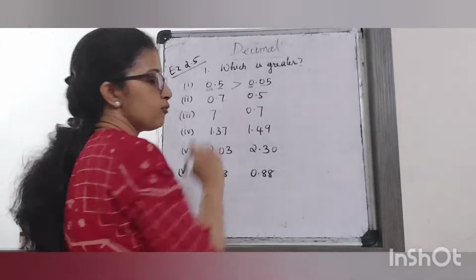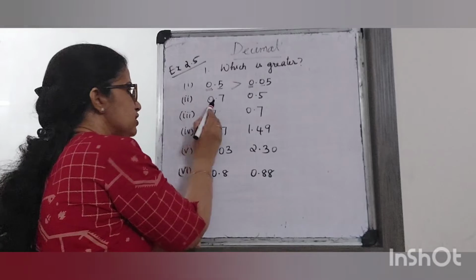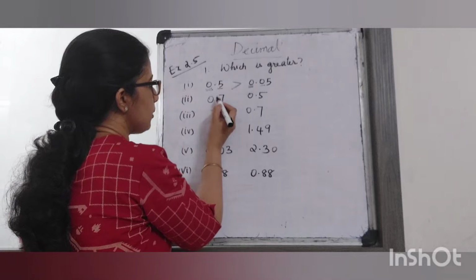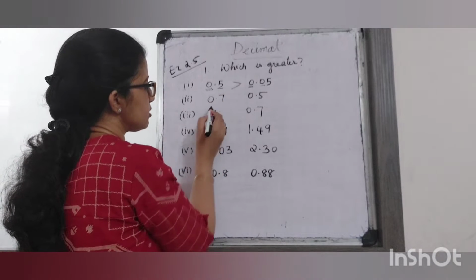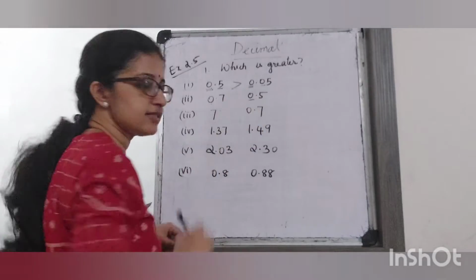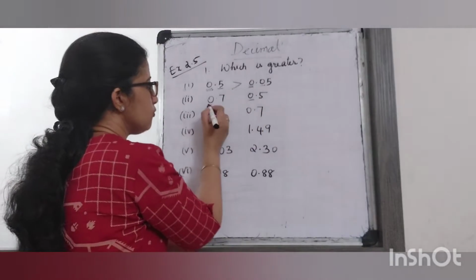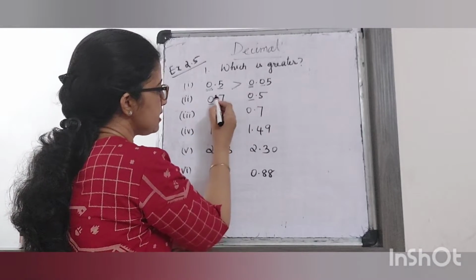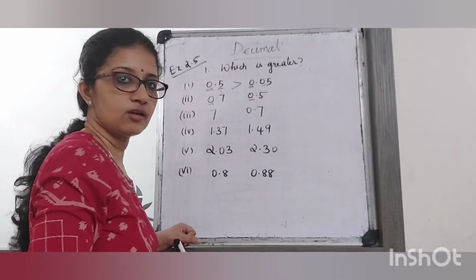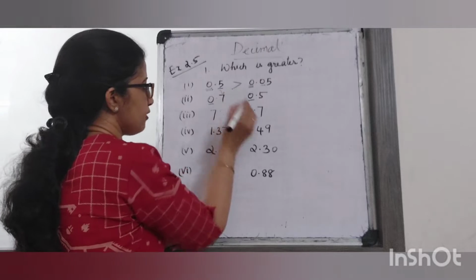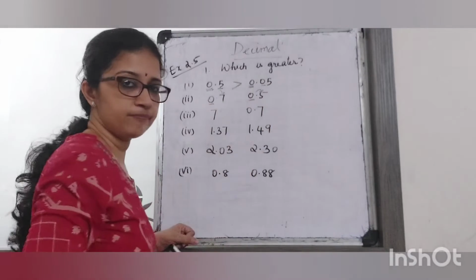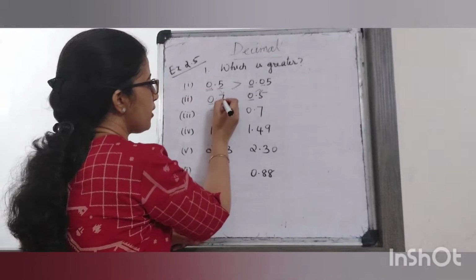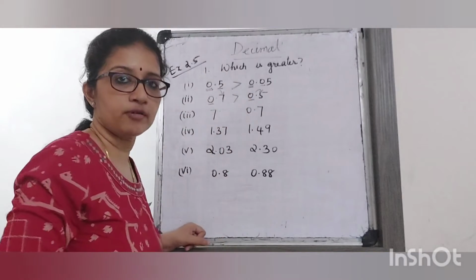0.7 and 0.5. Okay, so the second question is 0.7 and 0.5. So similarly, what should we do first? We should see the number towards the left hand side of the decimal digit. So here it is 0 and here also it is 0. Okay, so we cannot conclude anything from this. Correct? So next step is we have to check the number towards the right hand side of the decimal digit. Okay, so what is that? Here it is 7 and here it is 5. Okay, so which one is greater, 7 or 5? 7 is greater, right? So 0.7 is greater than 0.5.